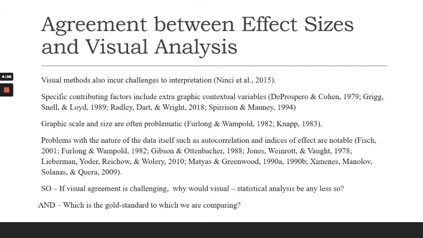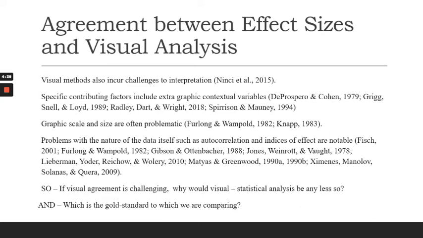Agreement between effect sizes and visual analysis. We know that visual methods incur a tremendous number of challenges to interpretation. Some specific contributing factors include things like extra-graphic contextual variables, or the graphic scale and size. Those can both be very problematic, or the nature of the data itself, such as autocorrelation and indices of effects that are used. All those things can contribute to our visual analysis not being reliable between one analyst and another.